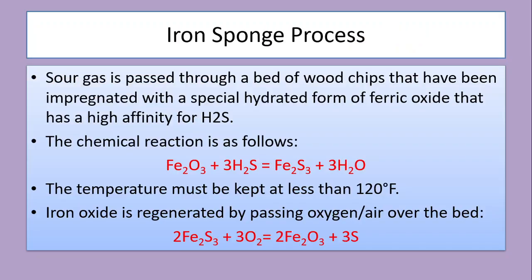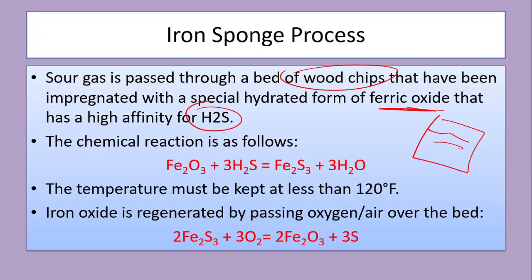So this is the iron sponge process, where the reactions are given here. The sour gas is passed through a bed of wood chips that has been impregnated with a special hydrated form of ferric oxide that has a high affinity towards H2S. So simply, we need a solid bed where the wood chips are there, impregnated with the special hydrated ferric oxide.